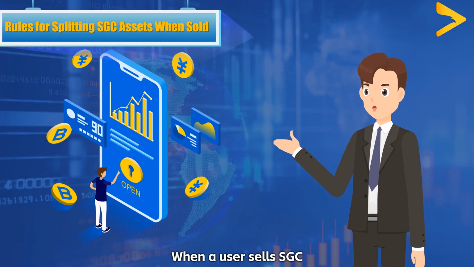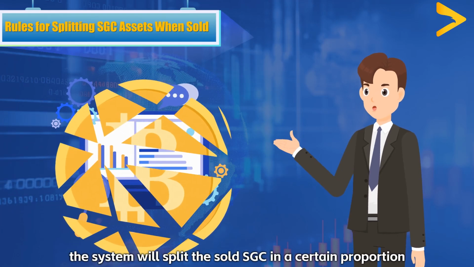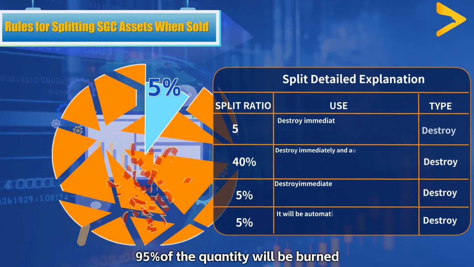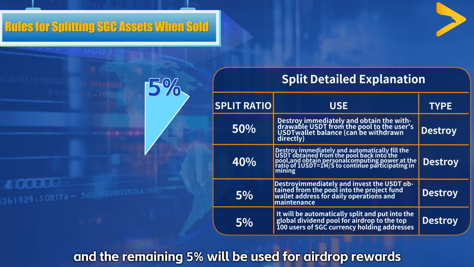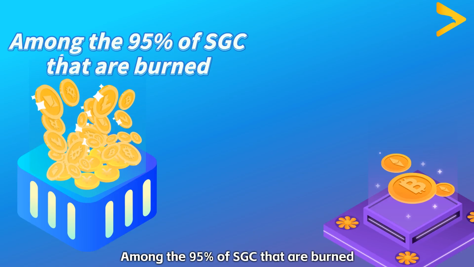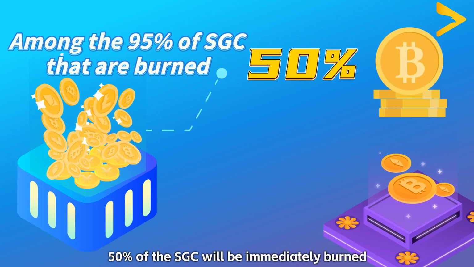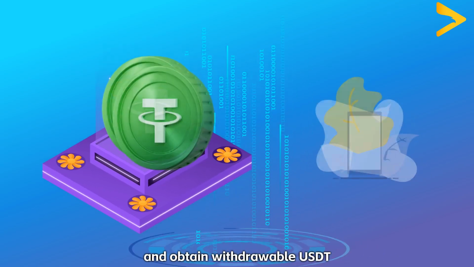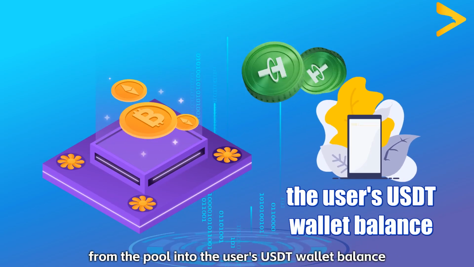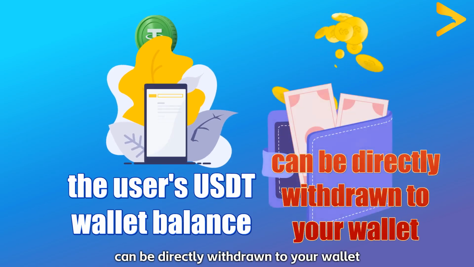When a user sells SGC, the system will split the sold SGC in a certain proportion. 95% of the quantity will be burned, and the remaining 5% will be used for airdrop rewards. Among the 95% of SGC that are burned, 50% of the SGC will be immediately burned and obtain withdrawable USDT from the pool into the user's USDT wallet balance. The USDT assets obtained in this part can be directly withdrawn to your wallet.